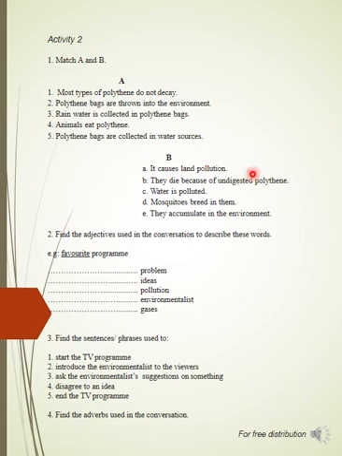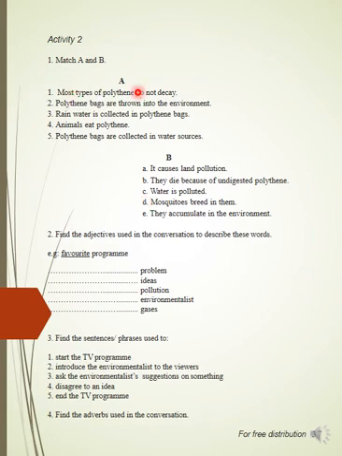They die because of undigested polythene. Water is polluted. Mosquitoes breed in them. They accumulate in the environment. When you go through A to E, the most suitable answer is E. Most types of polythene don't decay. They accumulate in the environment. Then the first one goes to E.